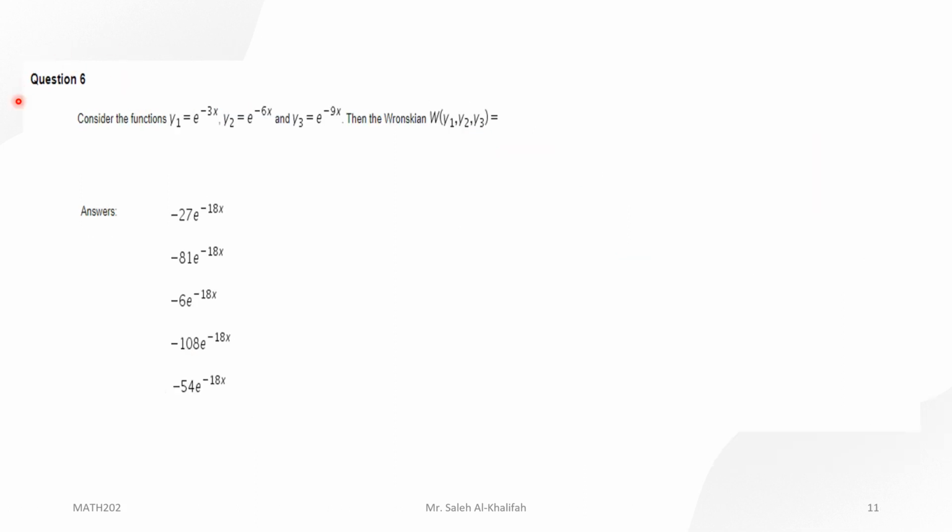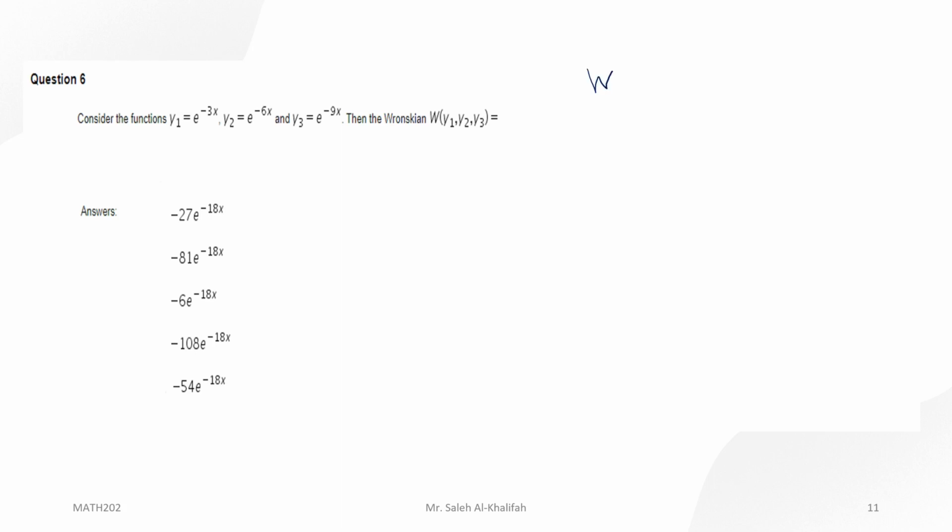Start with question number 6. It says, consider these functions y1, y2, and y3. All of them are exponential functions. Then find the Wronskian. This is a very easy question, nothing hard.